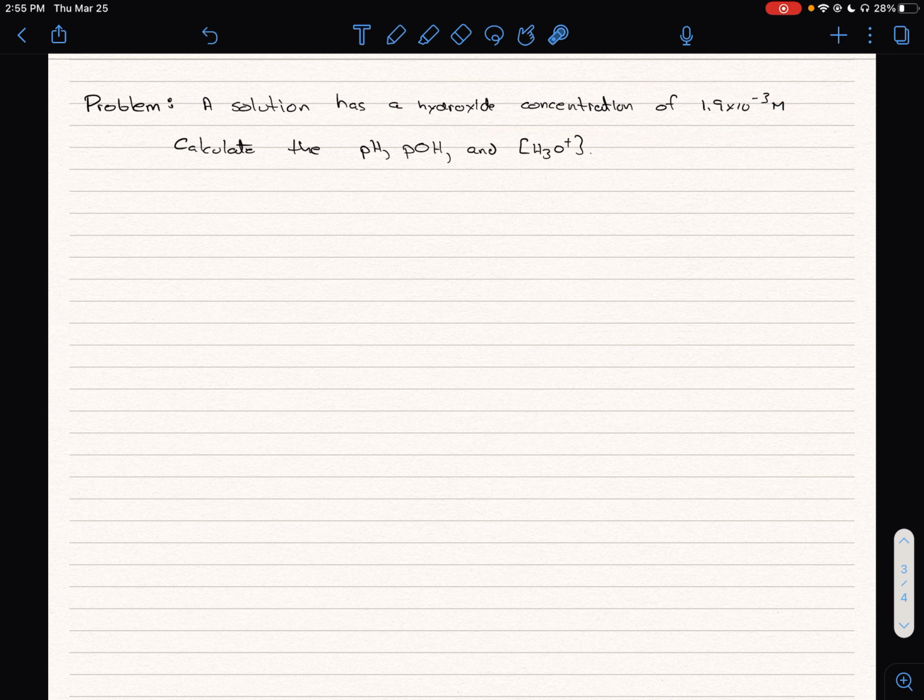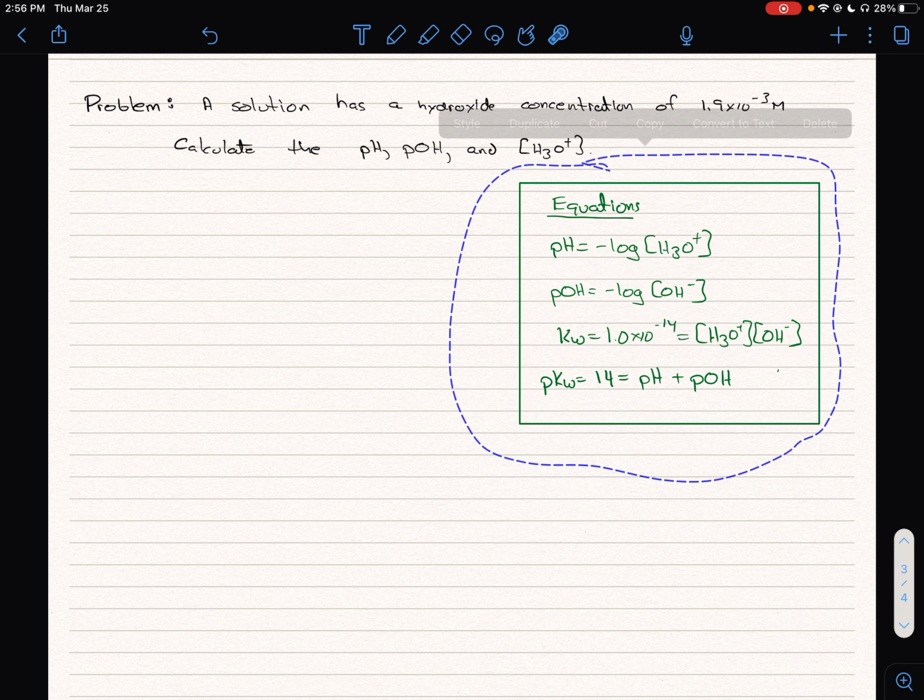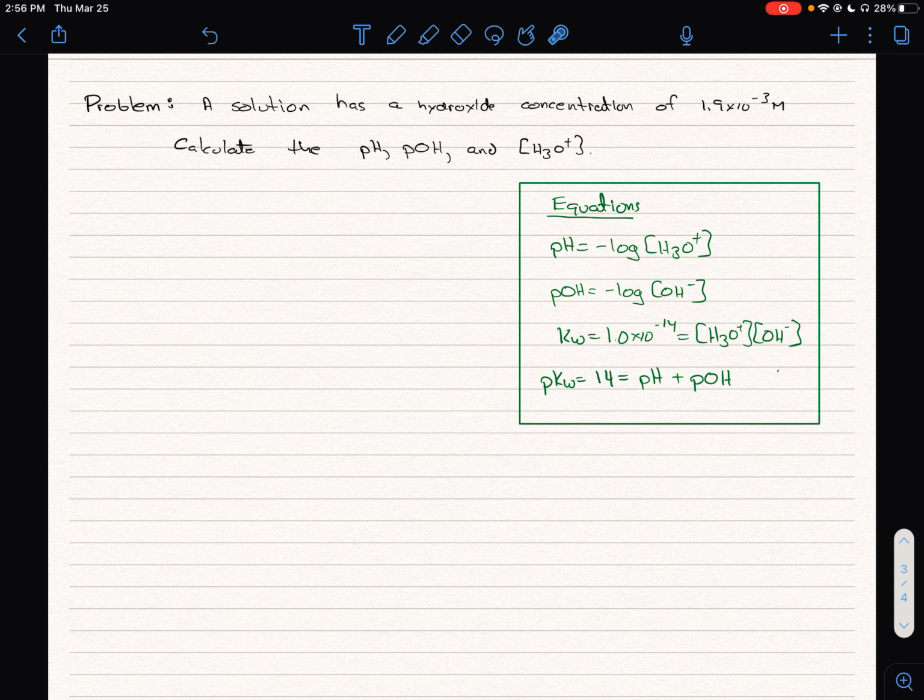So the first thing it might be useful to do is to look up the useful equations related to pH. So I'm going to go ahead and punch those in. And here they are. If you recall, pH is equal to the negative log of the concentration of hydronium. pOH then is equal to the negative log of the concentration of hydroxide. We know Kw is equal to the product of hydronium and hydroxide. And also the pKw is equal to 14, which is equal to the sum of the pH and the pOH. So we can now use these equations to solve for the various things we're asked for.